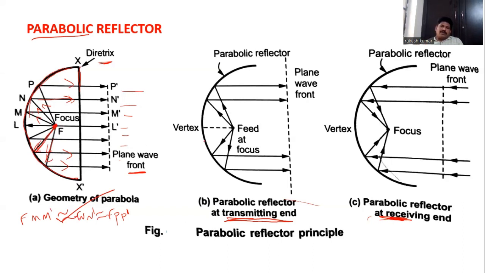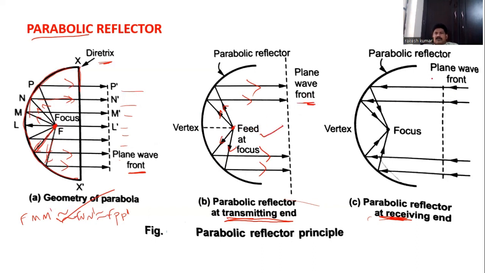So what happens in the transmitting antenna? Here the primary antenna is there, and from it the rays are radiated like this. They first fall on the parabolic reflector, and all the rays move in the same direction, so you get a plane wavefront. This is the case of the transmitting antenna.